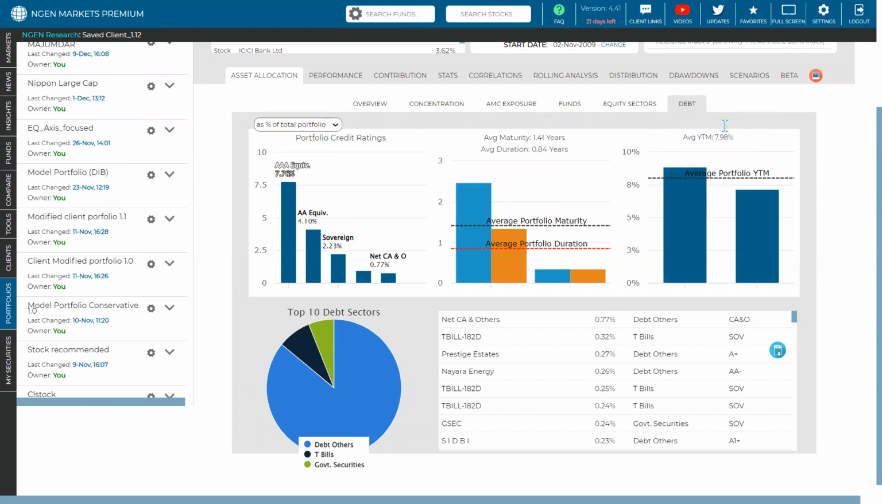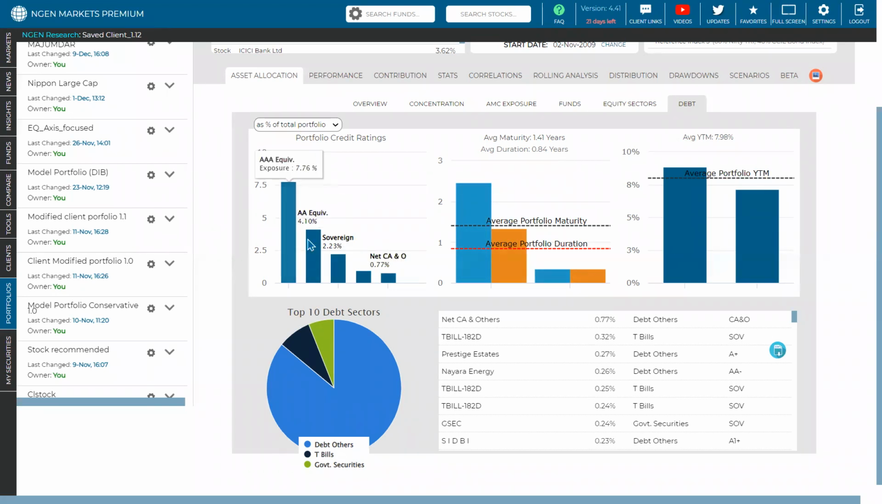So the analytics calculates that. And you can also see the average maturity and the duration for both of the funds given here. So if you hover your mouse on both of them, the takeaway here is that you can add as many debt funds, and you will see the average YTM, average maturity, and average duration of that portfolio in the system. And we have also given the portfolio credit ratings.